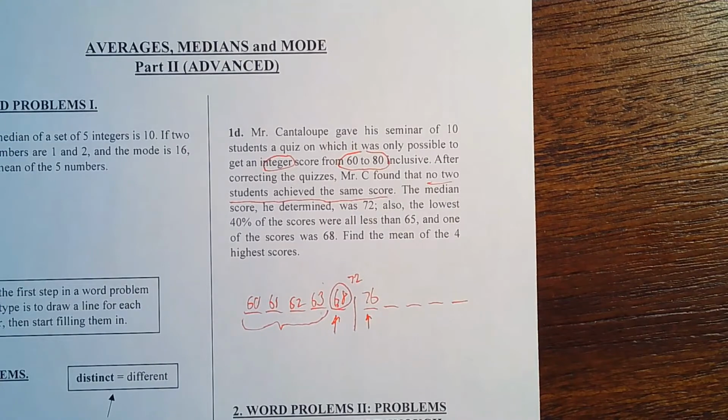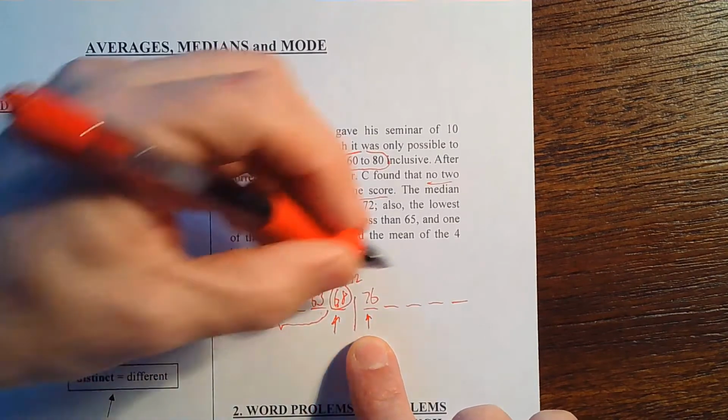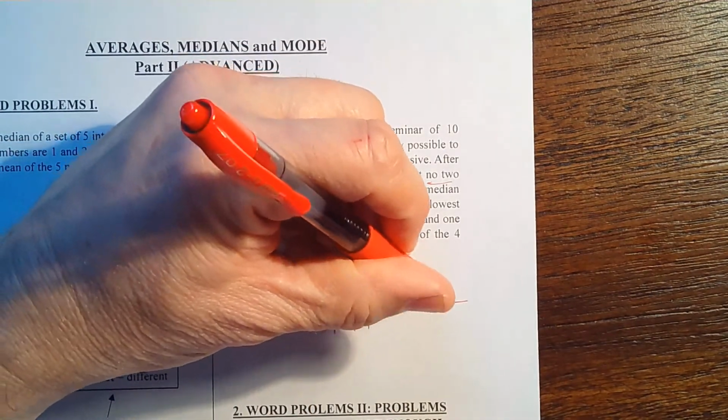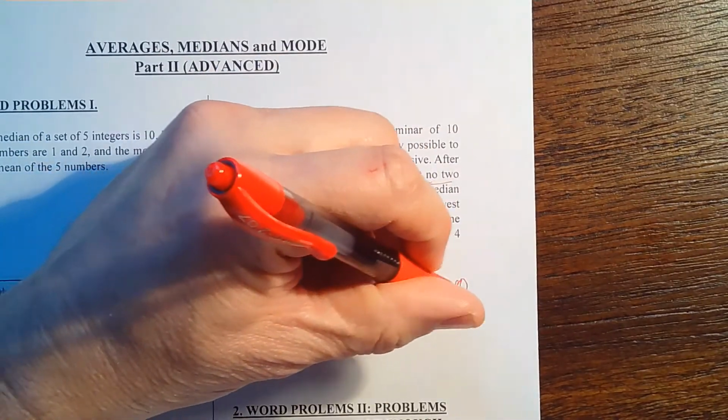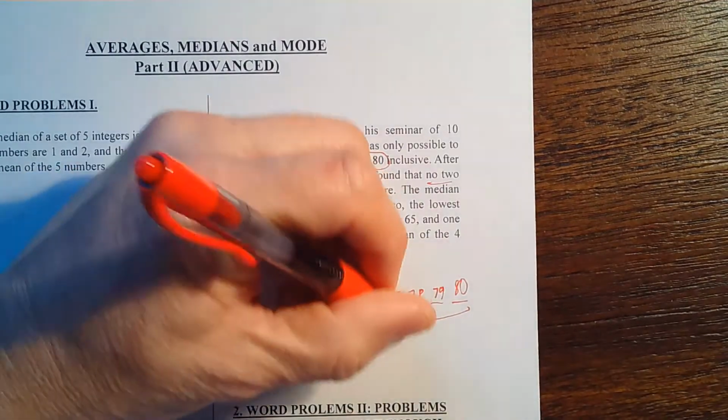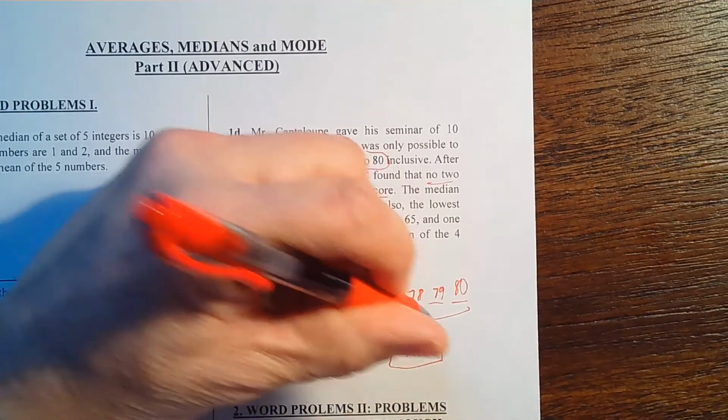Now they ask us to find the mean of the four highest scores. Well, again, this is just logic. If the highest score you can get is 80 and no two scores repeat, and we know this one's 76, these have to be 77, 78, 79, and 80. And if you just calculate the mean of all of those, you'll get 78.5.